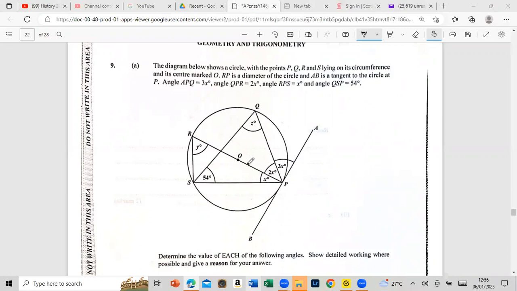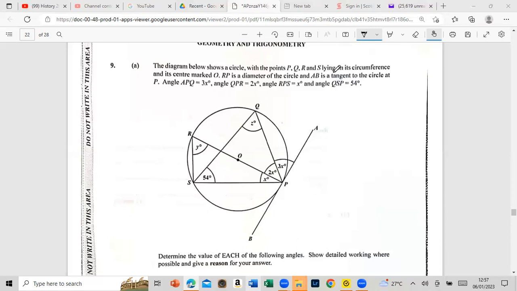All right, let's go. Circle theorem number 9. The diagram shows a circle with tangent PQR. So this is a tangent. Wait, that's PQR. I don't see that. Hold on. The diagram shows a circle with the points, not tangent, the points P, Q, R and S lying on the same circumference. So that makes it a cyclic quadrilateral, right? That's what they're getting at. All right, let's go.